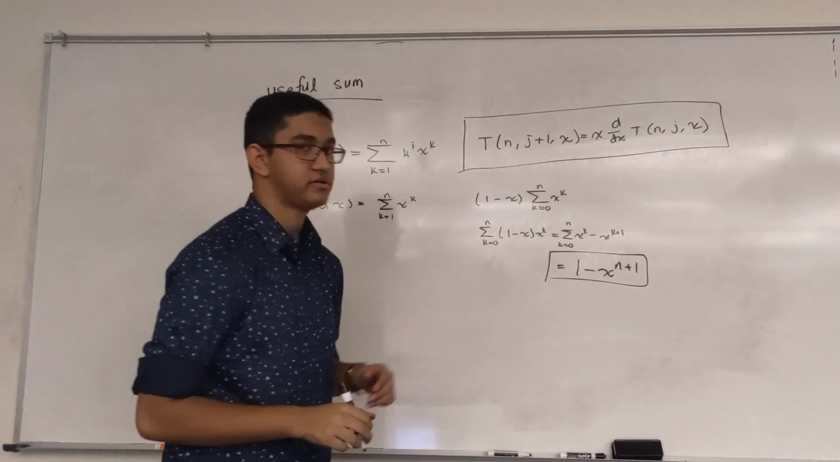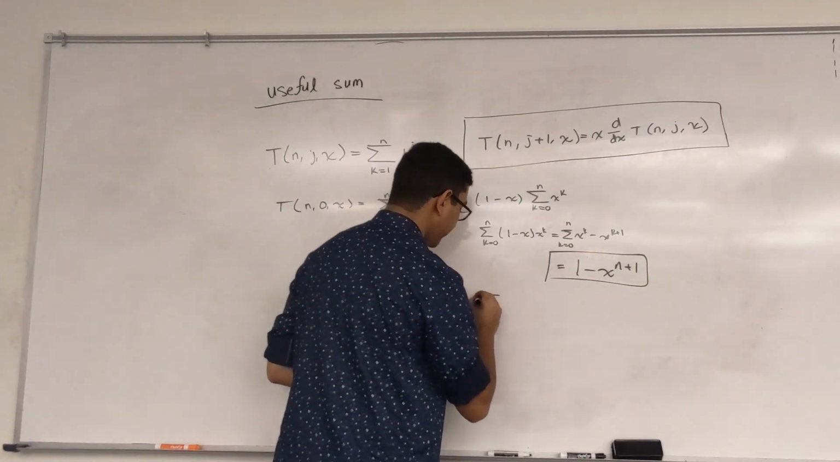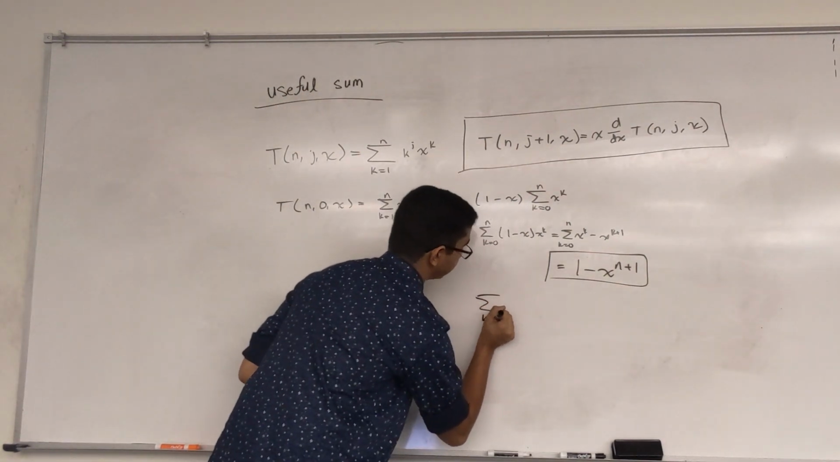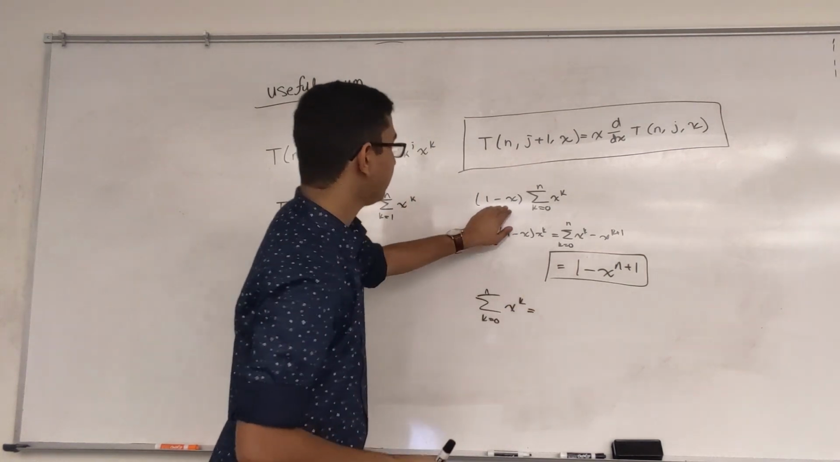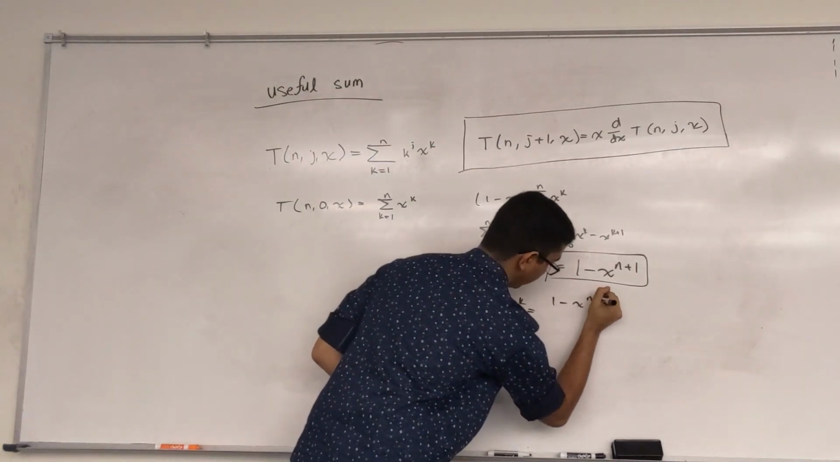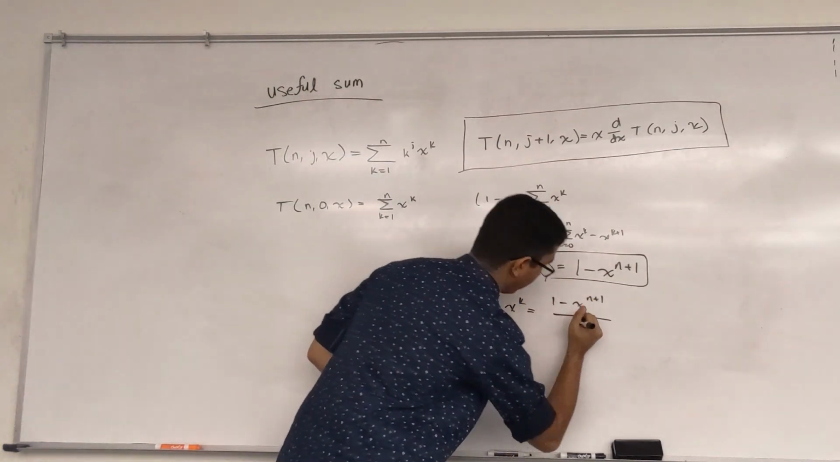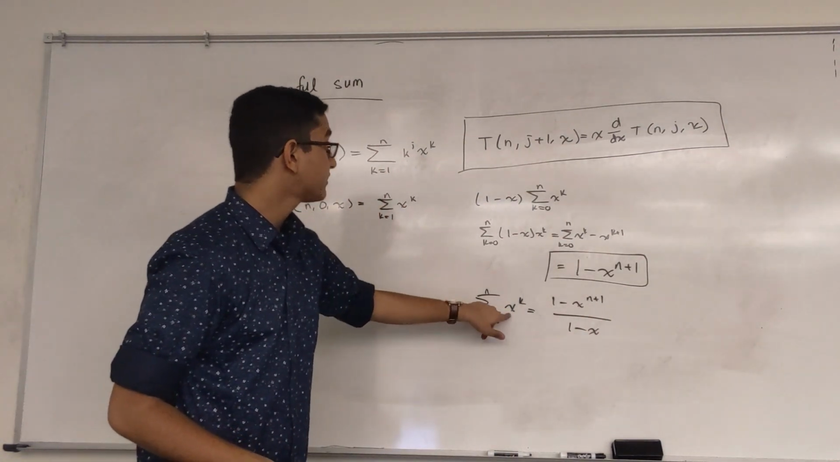Okay, so that's what that series is equal to. And if I want to get this series alone, I can quickly just show the sum from k equal to 0 to n of x to the k, and I'll just divide both sides by 1 minus x, okay? So we'll get 1 minus x to the n plus 1, over 1 minus x.